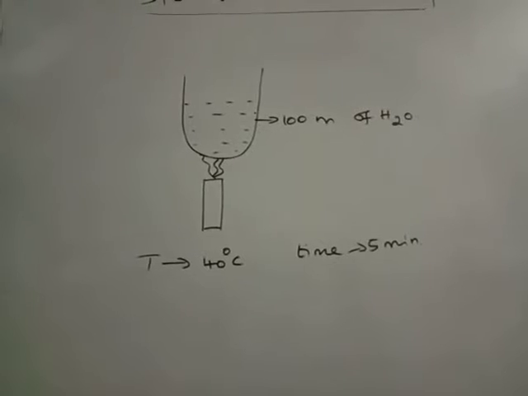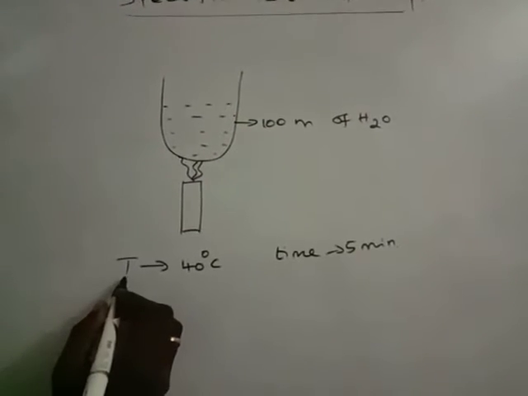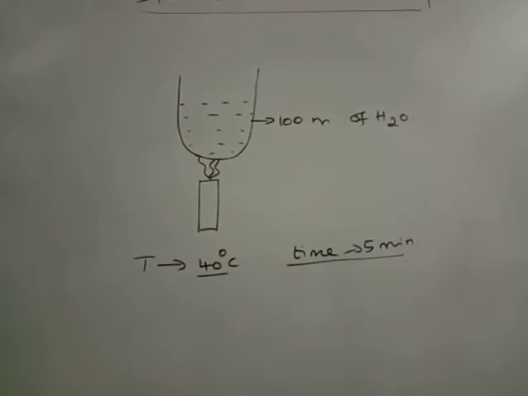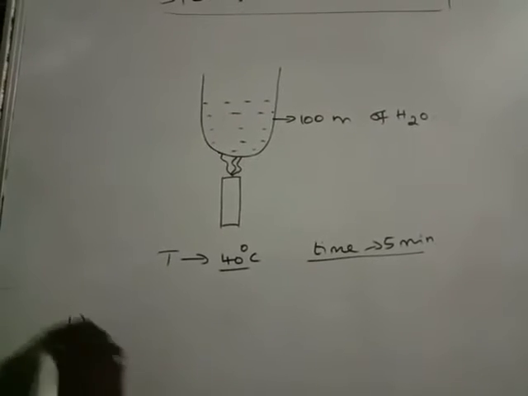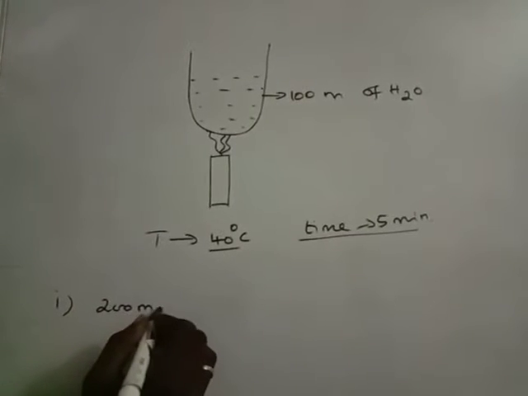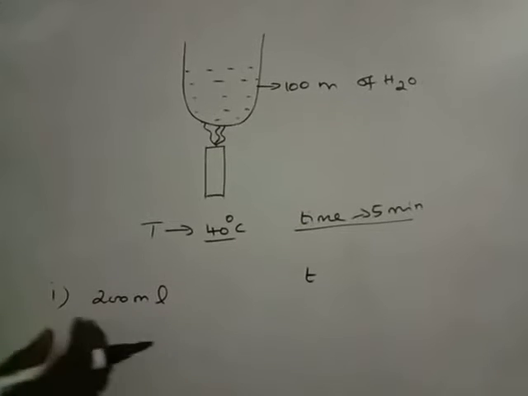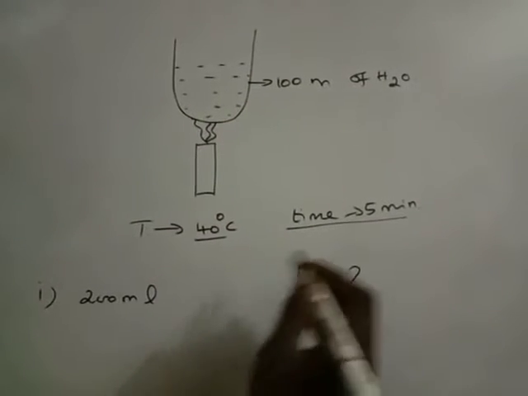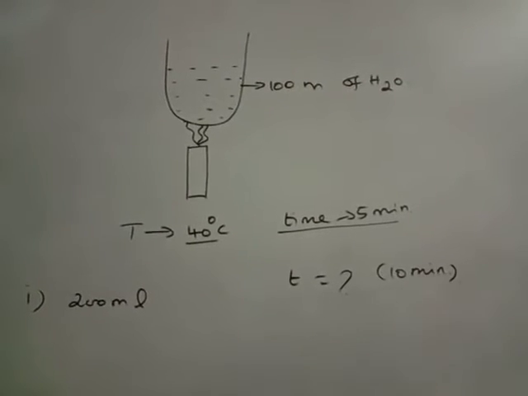The beaker containing 100 ml of water starts to heat. To raise the temperature up to 40 degrees Celsius, the time period required is 5 minutes. Now we add water so the amount of water is doubled, 200 ml of water. What is the time required? The amount of water is double, so the time period also doubles: 10 minutes.